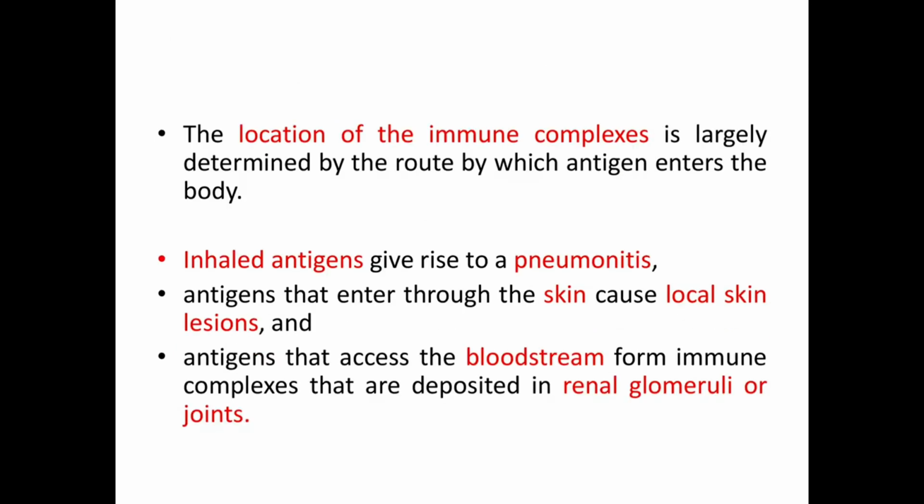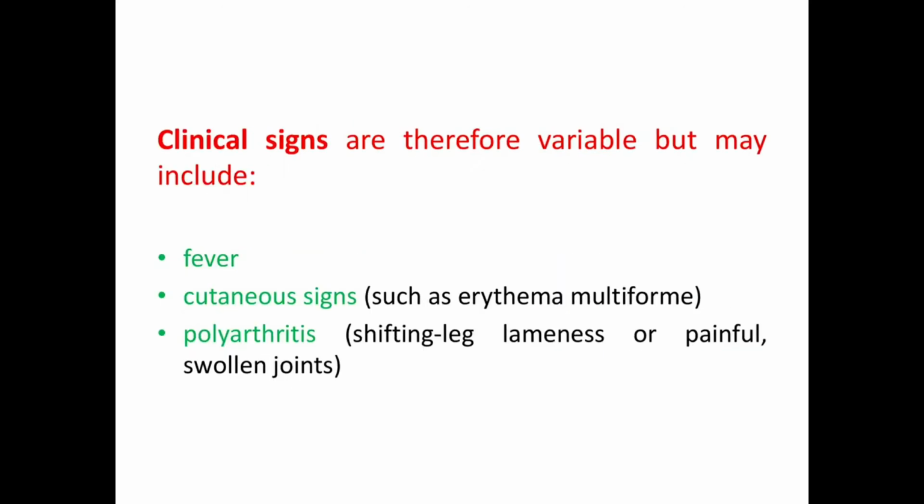The location of immune complexes is largely determined by the route by which the antigen enters the body. Inhaled antigens give rise to pneumonitis, antigens that enter through the skin cause local skin lesions, and antigens that access the bloodstream form immune complexes that are deposited in renal glomeruli or joints. Clinical signs are therefore variable but may include fever, cutaneous signs such as erythema multiforme, and polyarthritis causing shifting leg lameness or painful swollen joints.